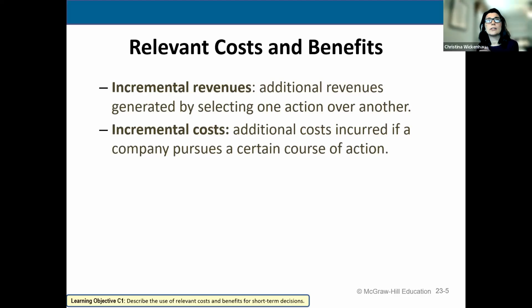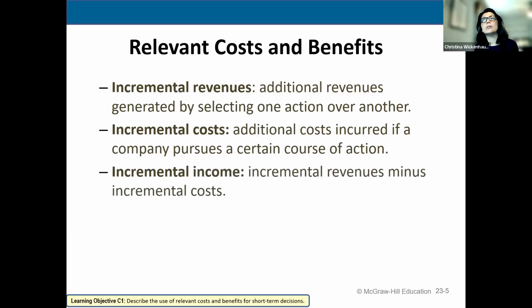Now, incremental costs are the same thing, right? We choose this course of action, but we're going to have additional costs. Like I'm going to have to start buying a lot of cream cheese to make my cheesecakes. So if I decide to go down that way, that would be an example of my incremental costs.